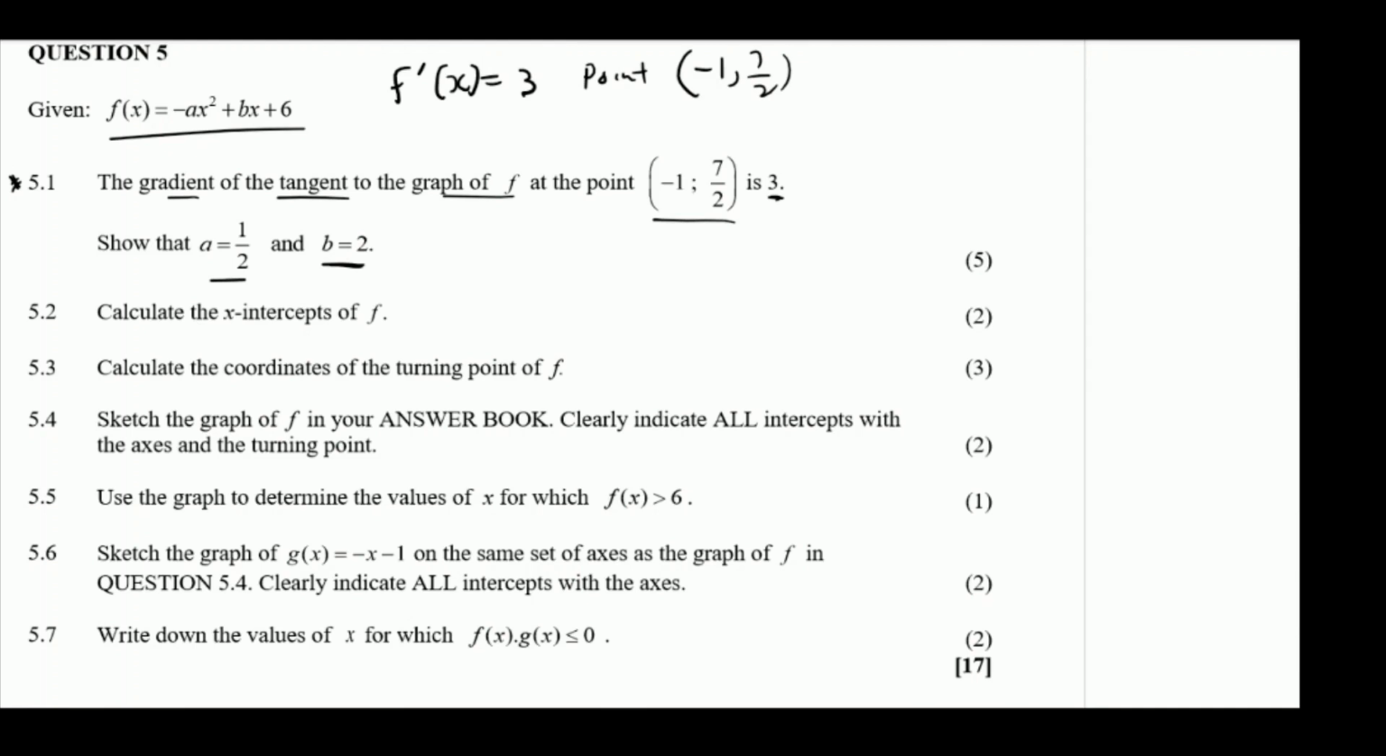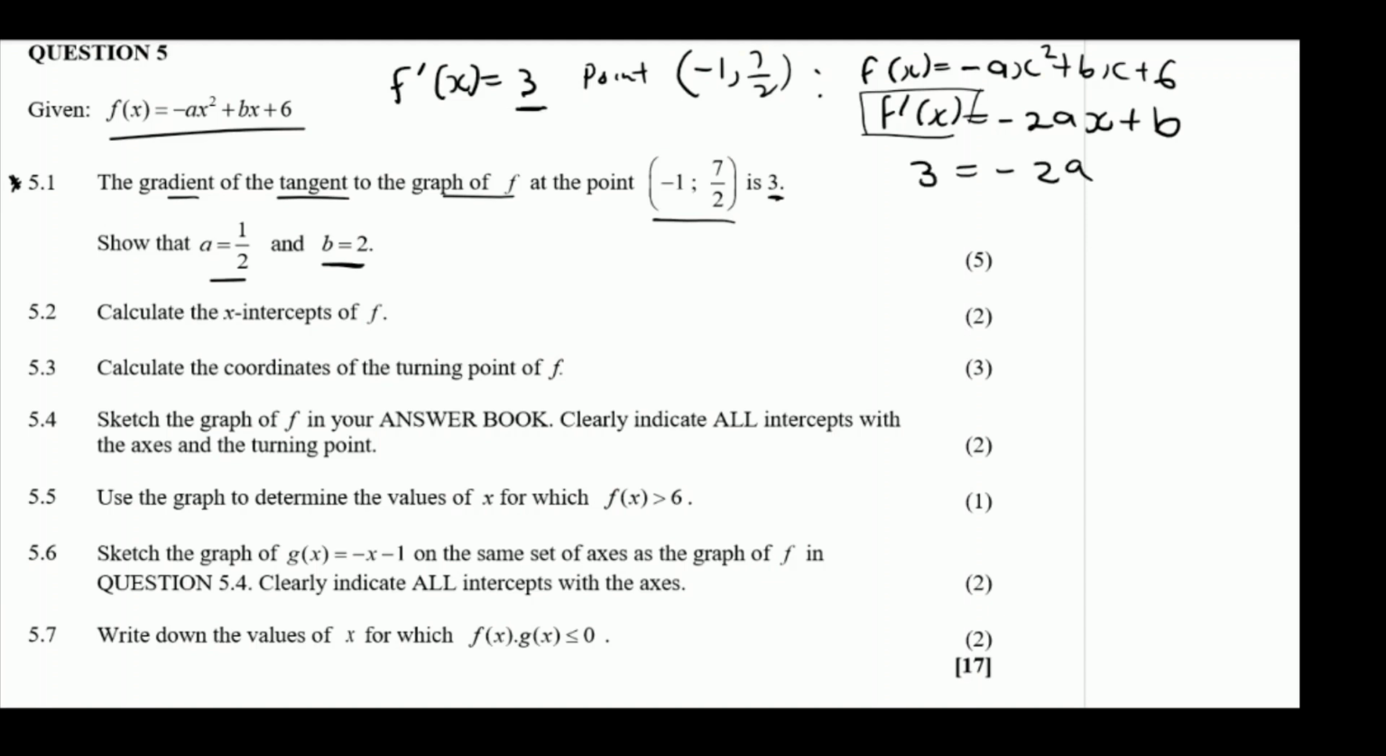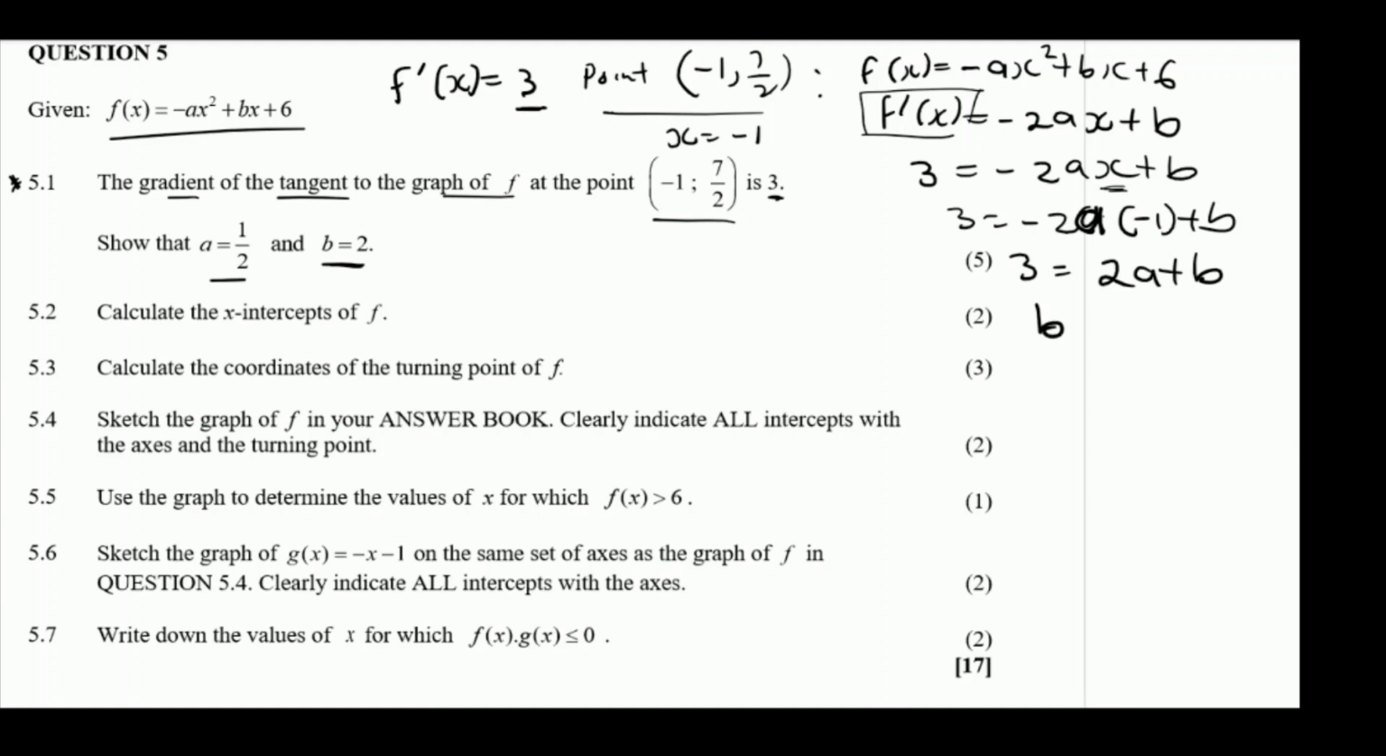So the first thing you can do here is differentiate the given equation. So we have f of x being equal to minus ax squared plus bx plus 6. Differentiating this, you get minus 2ax plus b. But we know that this f prime of x is 3, so the gradient is 3, so it's 3 equals minus 2ax plus b. And according to this point, we know x is equal to minus 1, so you're going to substitute minus 1 here, so it's going to be 3 equals minus 2a into minus 1 plus b. So you're going to have 3 equals 2a plus b. So to write this properly, b equals 3 minus 2a. So this would be your equation 1.